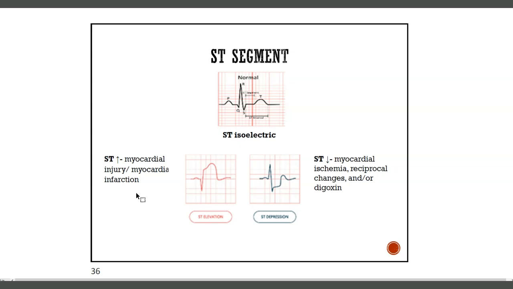Now, to consider it significant ST elevation or depression, it needs to be a minimum of 1 box. So if it's less than 1 box, it's not significant enough, so we're not going to call it ST elevation or ST depression. So again, it needs to be a minimum of 1 tiny box.